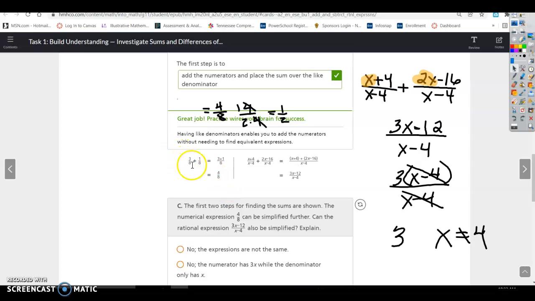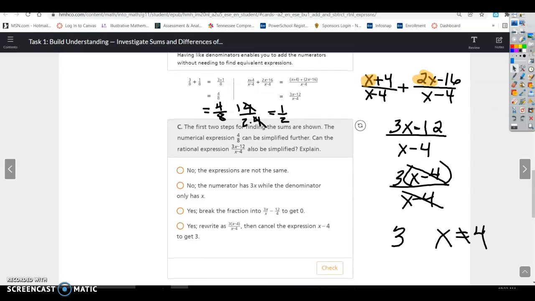Now they go through the process and show the same thing that I did. So 3 plus 1 is 4 over 8. And then they added here and got 3x minus 12 like I did. And let's see what the next question says.